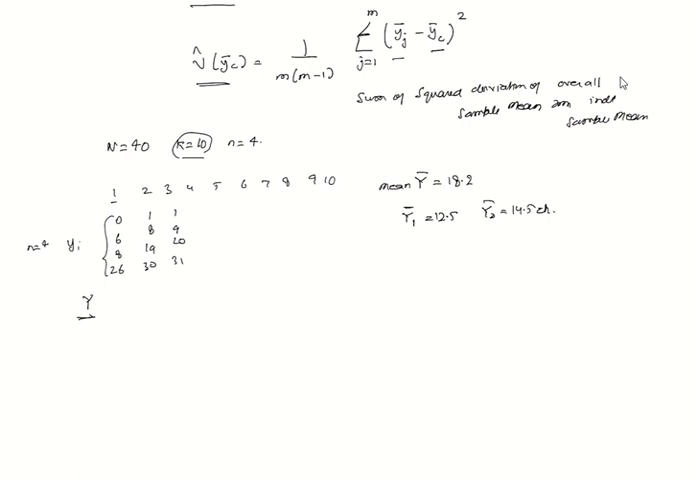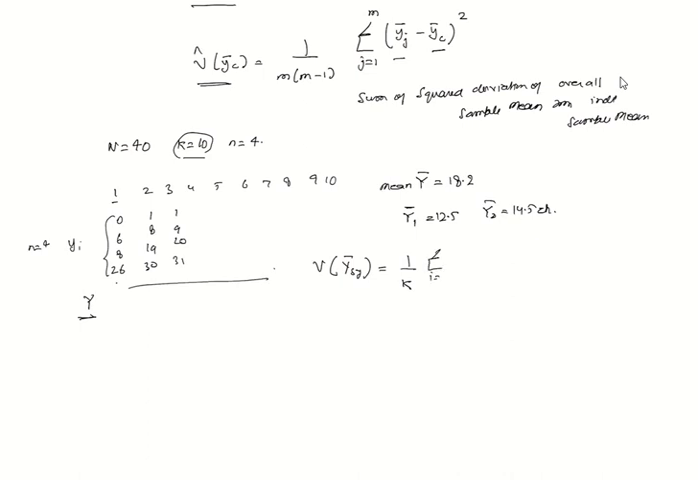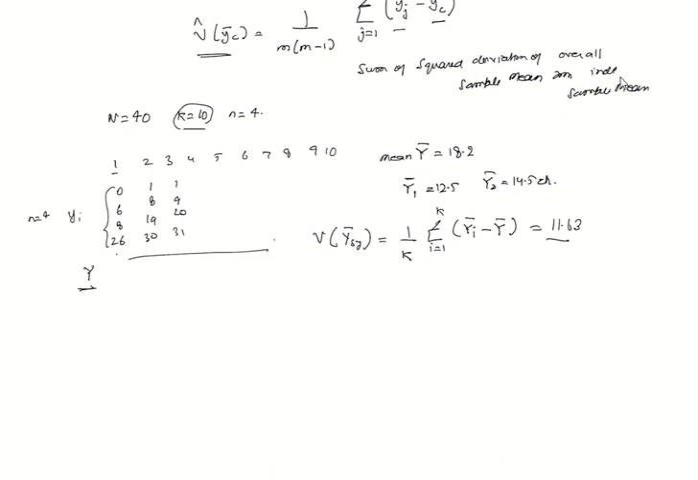Now we can also calculate the variance of ȳ systematic, which is going to be 1 by k, because we can take k samples, sum over i equal to 1 to k of (ȳ_i minus ȳ) squared, and that comes out to be 111.63. Now obviously this is the true variance and not an estimated variance. What the variance means is that we want to see how much the individual ȳ_i's differ from the total ȳ.